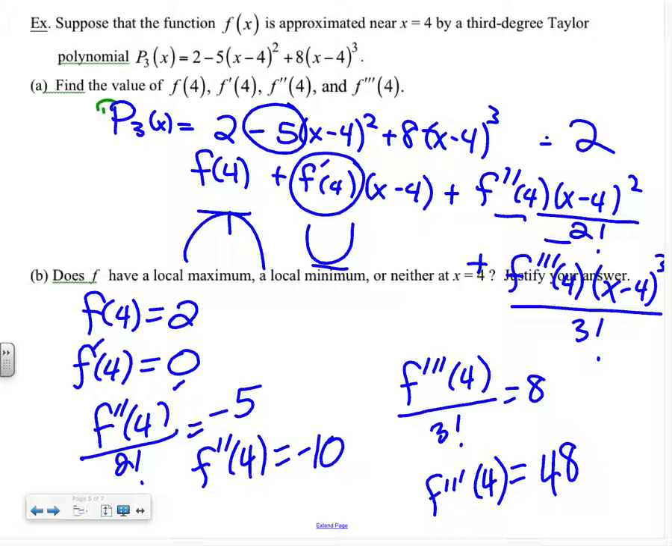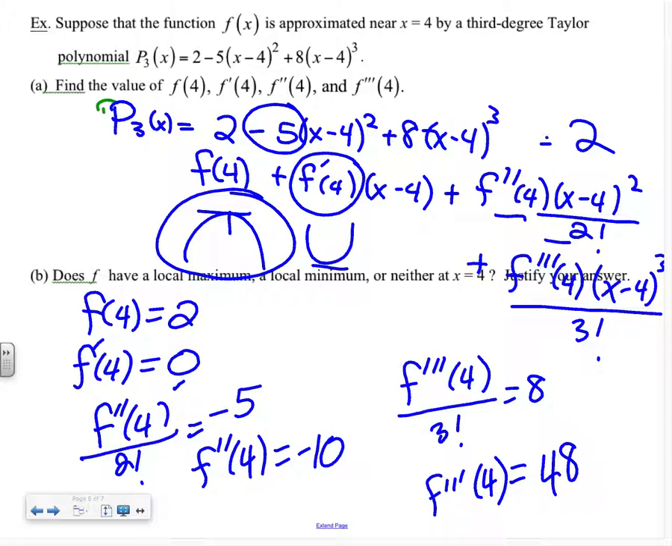See how they're forcing that into a problem on Taylor series? You remember that, don't you? So let's see, the second derivative is positive or negative? It's negative, so it's concave down. So it's a maximum.